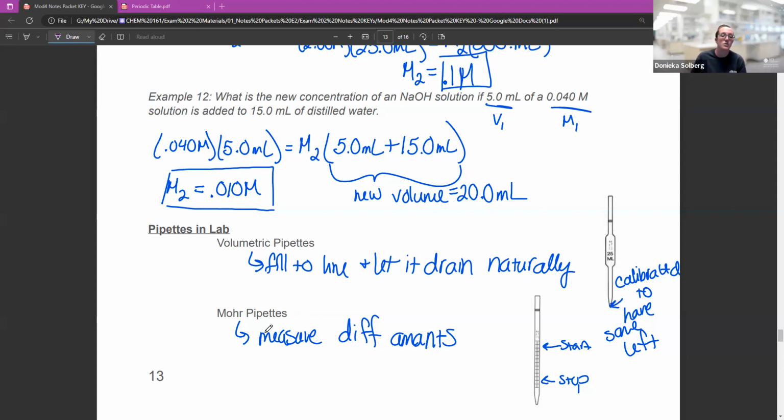You can also use a Mohr pipette, but these are very difficult to use. I do not recommend it. You can use this to measure different amounts, like 1 milliliter or 2 milliliters, whatever, but you really have to be careful with your markings and when you start and stop it. So these are kind of difficult, which is why we stick to graduated cylinders a lot of the time.